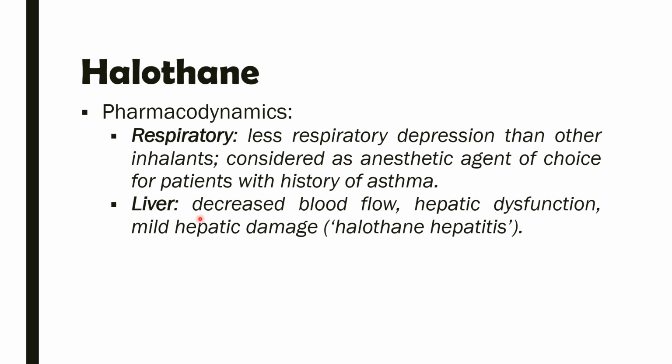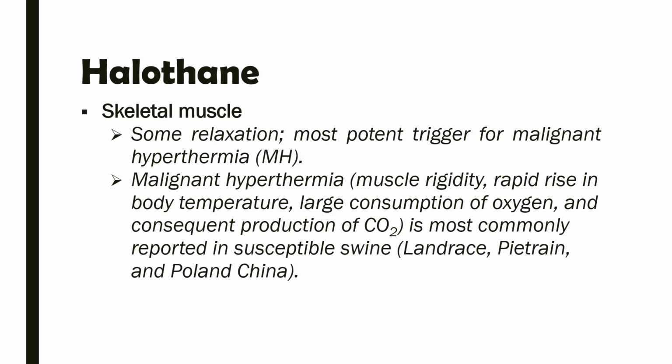For the liver, it decreases the blood flow, causing hepatic dysfunction and mild hepatic damage. This is also known as halothane hepatitis. For the skeletal muscle, it is important to note that halothane is considered to be the most potent trigger for malignant hyperthermia. Malignant hyperthermia is most commonly reported in susceptible swine, as for example, Landrace, Pietrain, and Poland China.